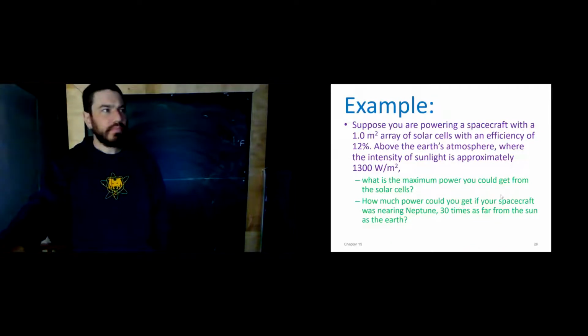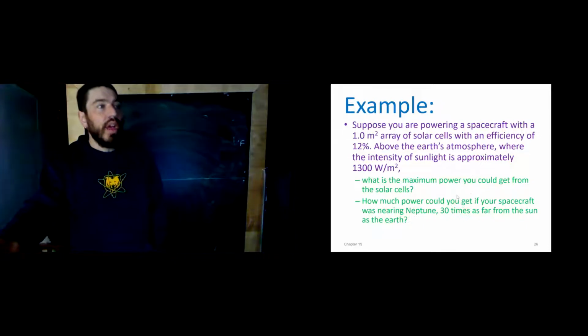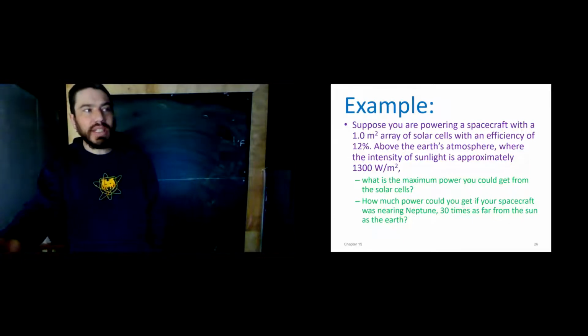Here's an example. Suppose you are powering a spacecraft with a 1 meter squared array of solar cells with an efficiency of 12%. Above the Earth's atmosphere, where the intensity of sunlight is approximately 1,300 watts per meter squared, what's the maximum power you could get from the solar cells?